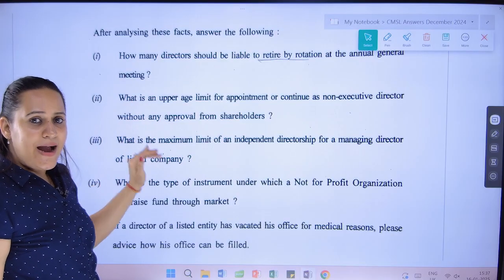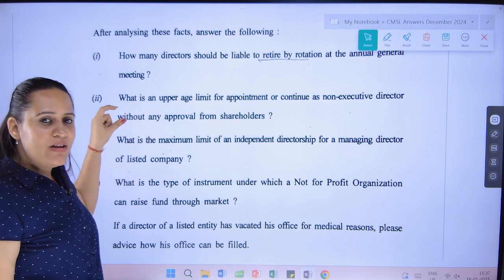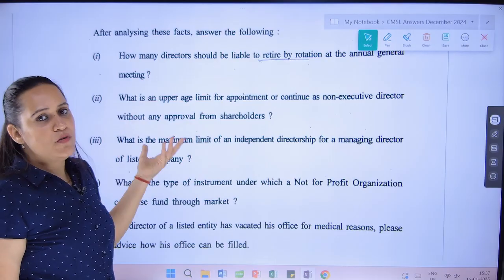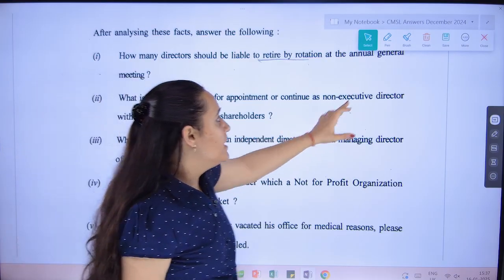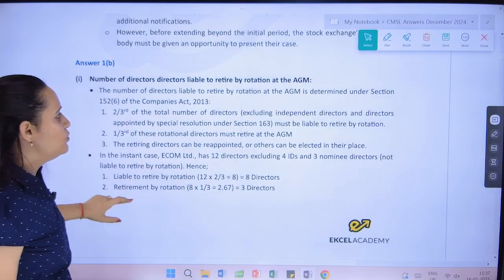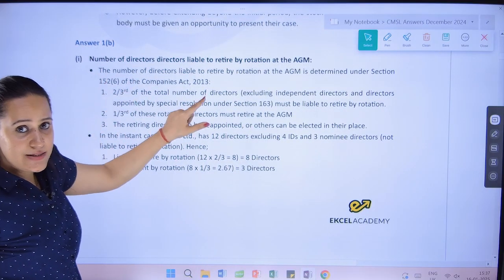For all others, you can answer even without reading the case study, but because they have given one point or one fact for each one of these questions, it is important for us for presentation of answers. Let's quickly look at how we are going to present the answer for question 1B. First, again, like I told, please keep your headings clear.